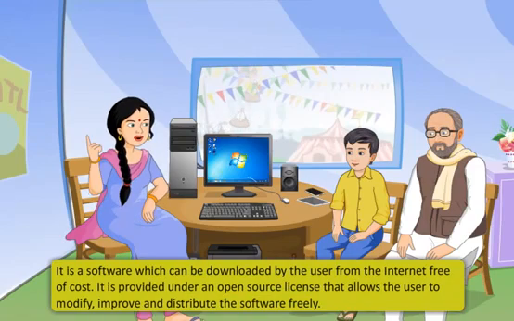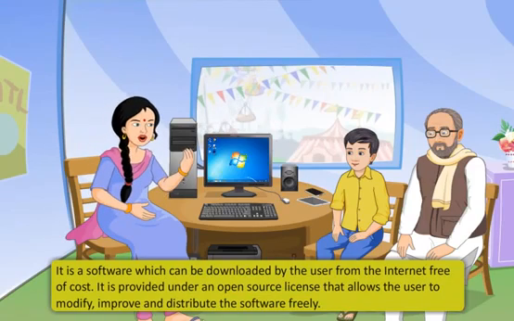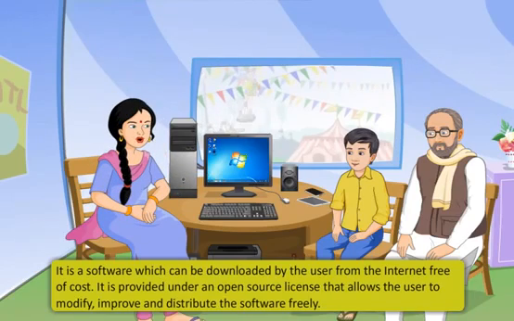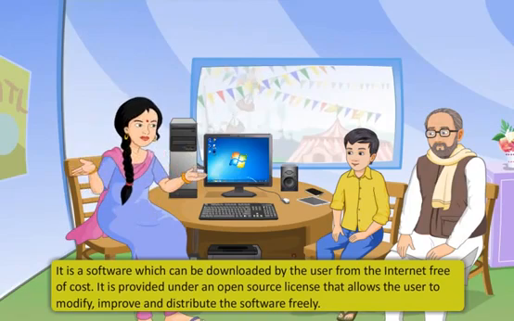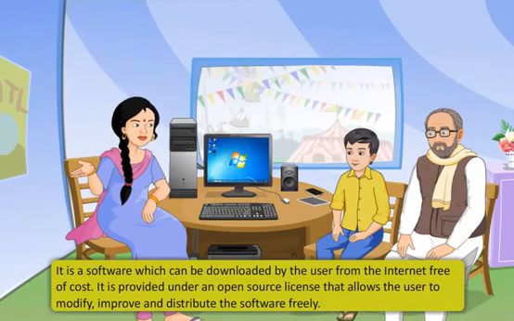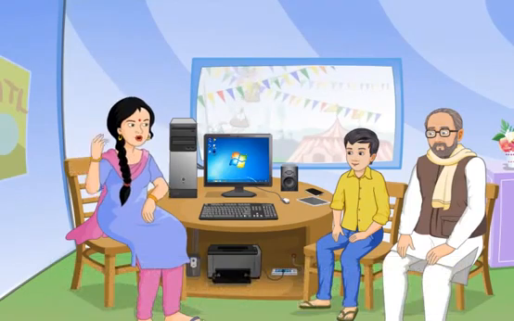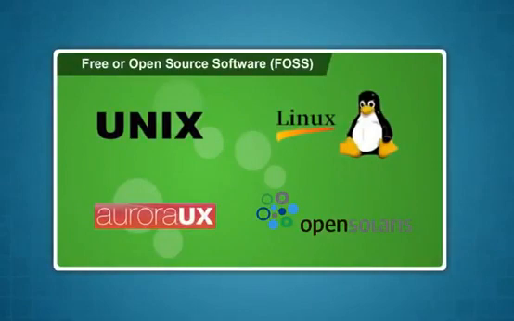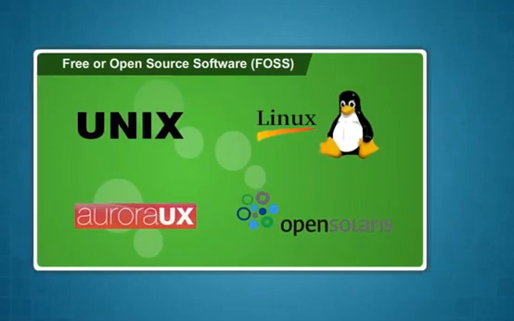Free or open source software is software which can be downloaded by the user from the internet free of cost. It is provided under an open source license that allows the user to modify, improve, and distribute the software freely. However, the changes cannot be copyrighted. The most common types of open source software are Unix, Linux, Aurora UX, and OpenSolaris.